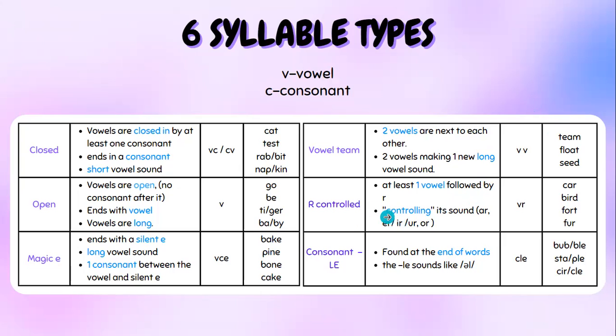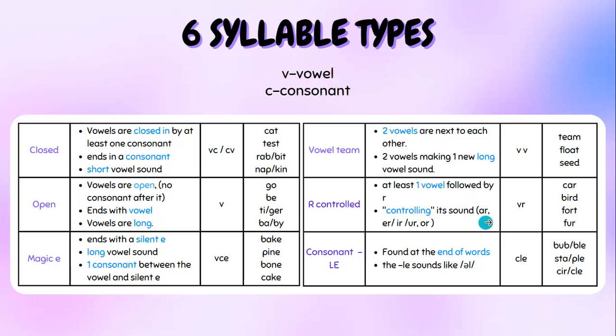Next we have R-controlled syllables. R-controlled syllables have at least one vowel followed by the letter R. They're actually not closed syllables, because even though R is a consonant, an R-controlled syllable is different from a closed syllable. In an R-controlled syllable, the R controls the sound of the vowel before it. For example, in the word car, the R at the end changes the letter A's sound.